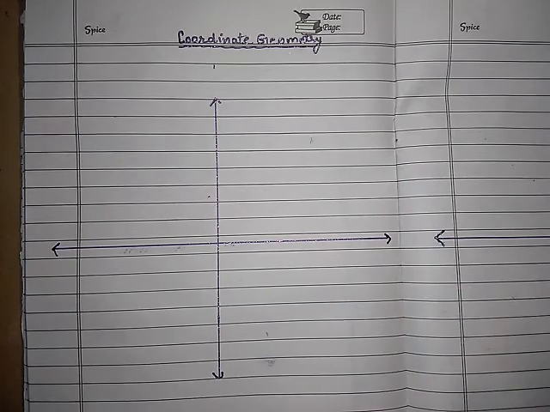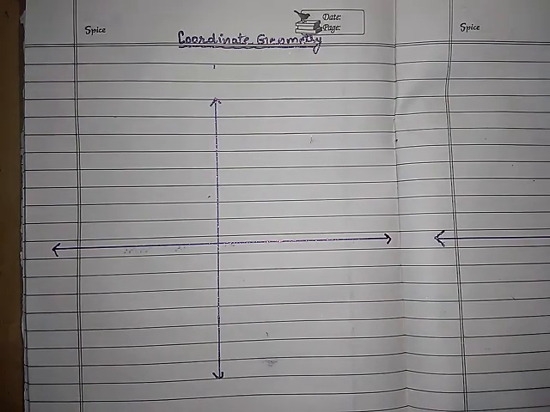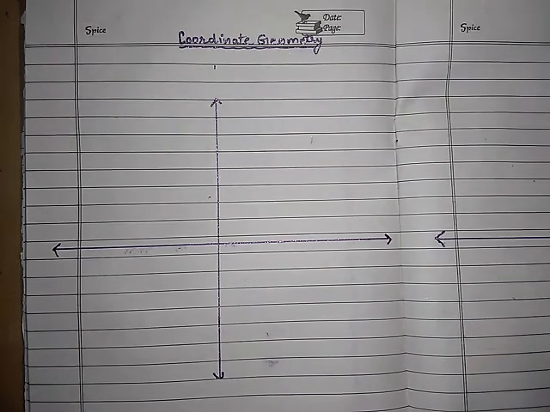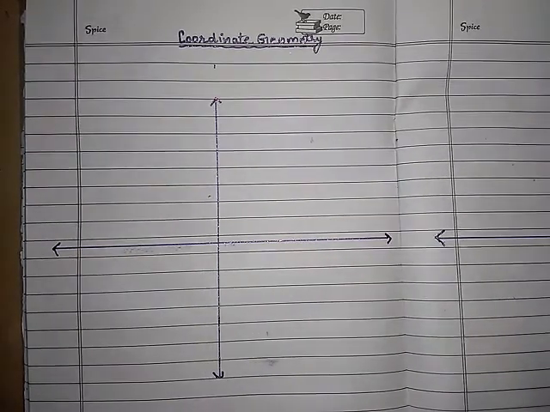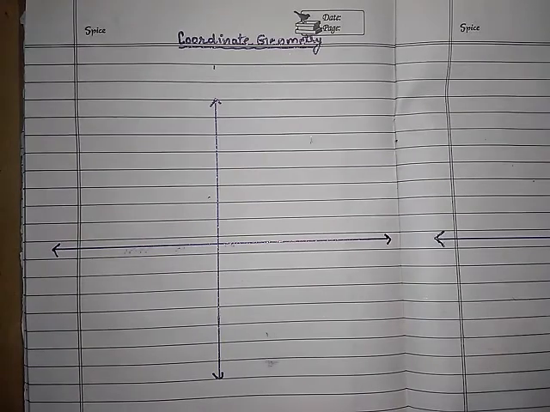Today, the session is common for both class 8 and class 9, because the topic we have taken today is called coordinate geometry. That is a part of class 8 as well as class 9. The knowledge given in that chapter is approximately the same in both classes, so I am making the same video for both classes 8 and 9. So let's start with coordinate geometry.